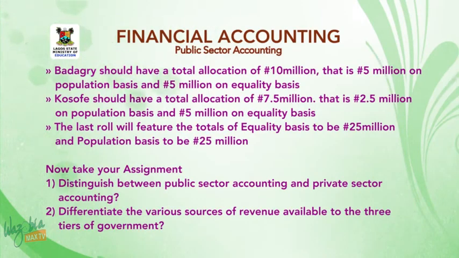The last row will feature the totals of equality basis to be 25 million naira and population basis to be 25 million naira.